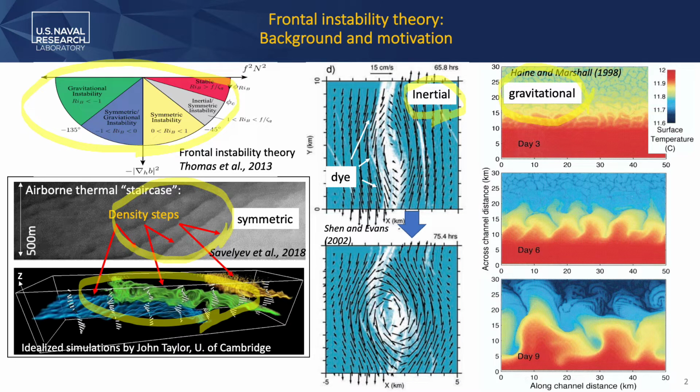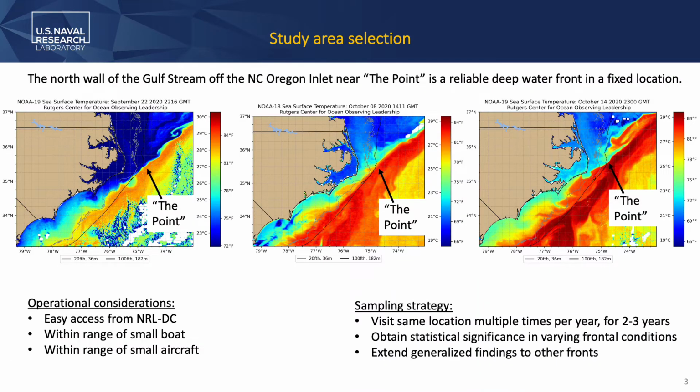So, motivated by these findings, we decided to come back to this study area with a more systematic approach to have multiple observations in different conditions and hopefully detect some of these instabilities in their various stages of development. For the study area, we chose the point where the north wall of the Gulf Stream separates from North Carolina shelf and becomes a deep water free-flowing current unconstrained by bathymetry. This location is advantageous because it provides a reliable deep water front, but also at the same time it's close enough to shore so that we can reach it by a small boat or by a small aircraft.